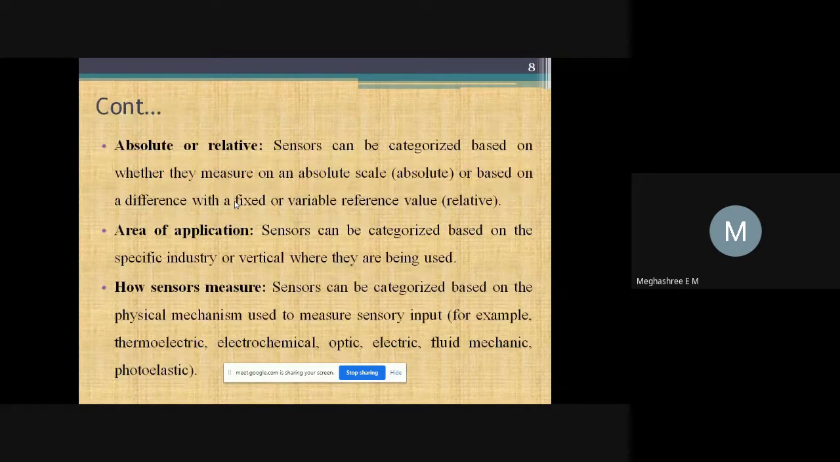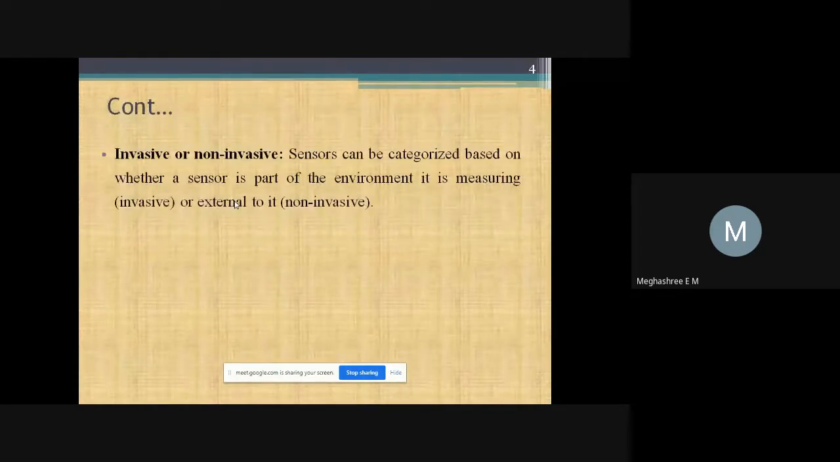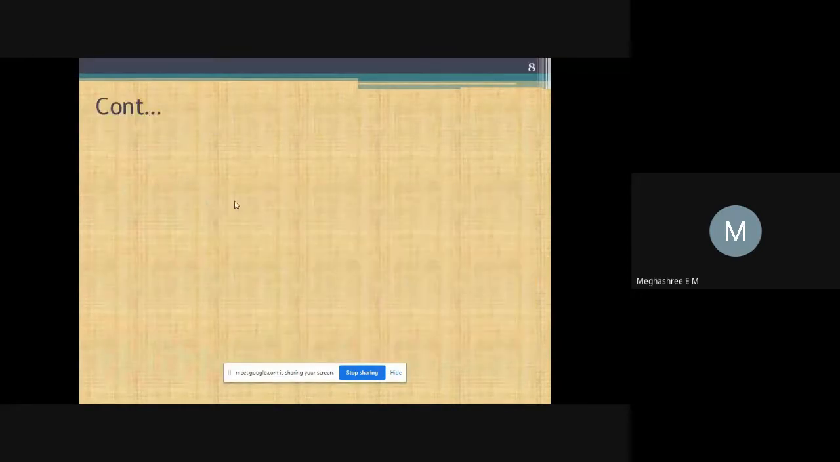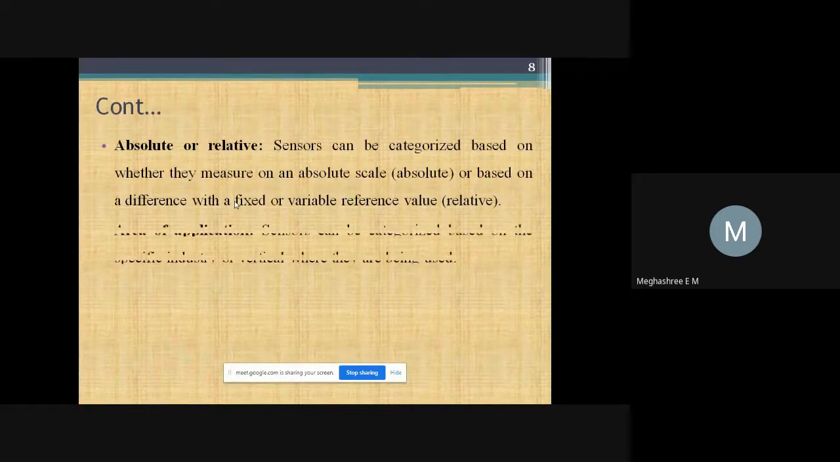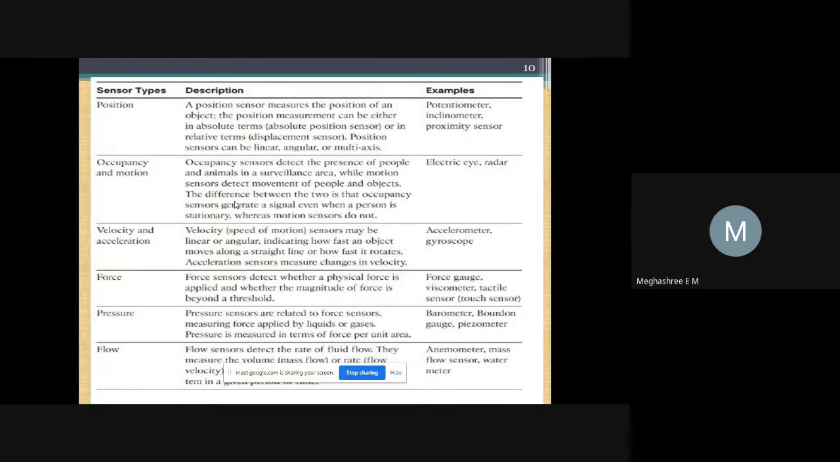So altogether you have categories like active or passive, invasive or non-invasive, right? And contact or no contact. Next, absolute or relative, area of application, how sensors measure and what sensors measure. Okay, these are the different categories of sensors. And here a few sensor types are given, which are listed here. Sensor types based on the position, the sensors are used. The examples are also listed here. You can go through this table.